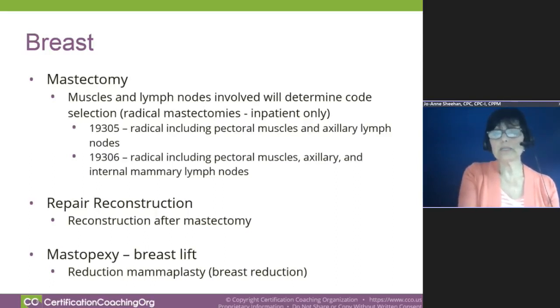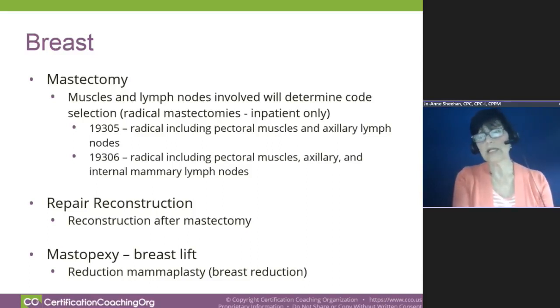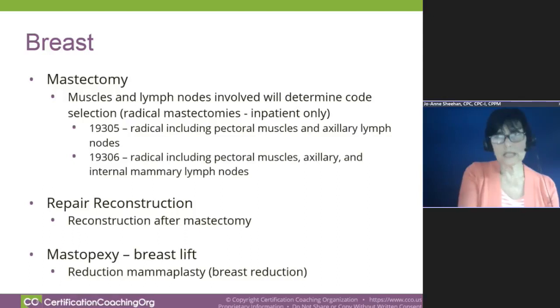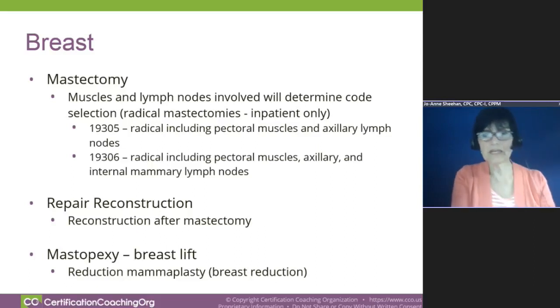And again, make sure you read the parentheses, because there are notations concerning the mastectomy in your CPT manual, and most likely something will point to it, whether it has to do with a bilateral procedure or something else. So pay attention to that. The repair and reconstruction codes are used after the mastectomy.